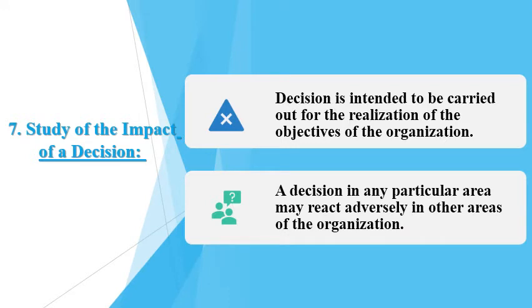Number 7. Study of the impact of a decision. A decision is intended to be carried out for the realization of the objectives of the organization. A decision in any particular area may react adversely in other areas of the organization.